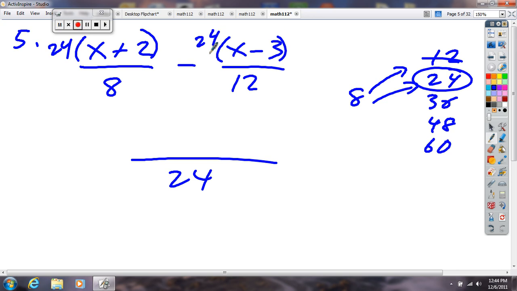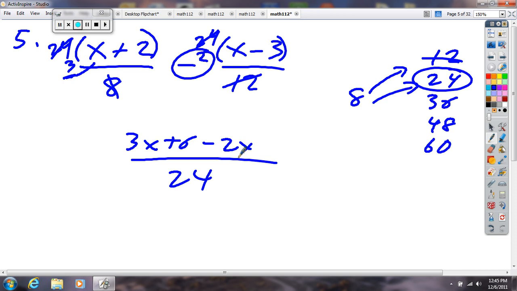And now cancel. 8 goes into 24 3 times. 12 goes into 24 2 times. On the left side, we're going to take this 3 times x, is 3x. 3 times 2 is a positive 6. On this one, it's a negative 2. Negative 2 times x is a negative 2x. And negative 2 times negative 3 is a positive 6.